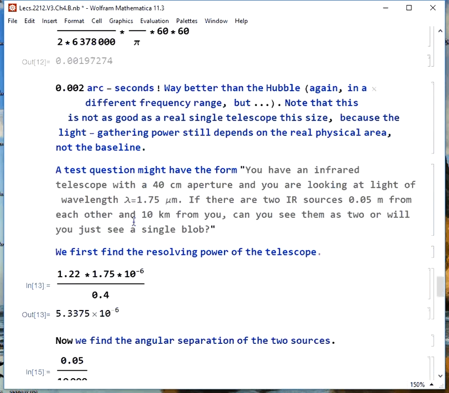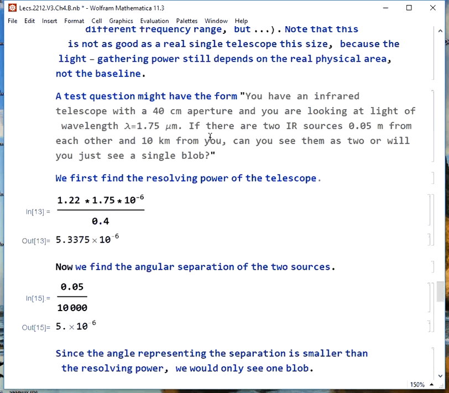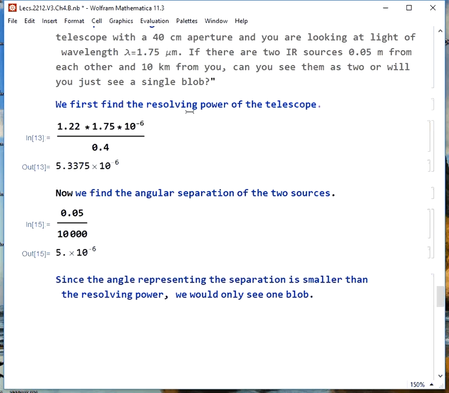The kind of question you might see on a test or homework: let's say you have an infrared telescope with a 40 centimeter aperture and you're looking at light of wavelength 1.75 microns. There are two IR sources 5 centimeters from each other and 10 kilometers from you. Can you see them as two sources, or will you just see a single blob? The first thing we do is find the resolving power of the telescope. Remember, that only depends on wavelength and diameter of the telescope's aperture. We get about 5.3 times 10 to the negative 6 radians.